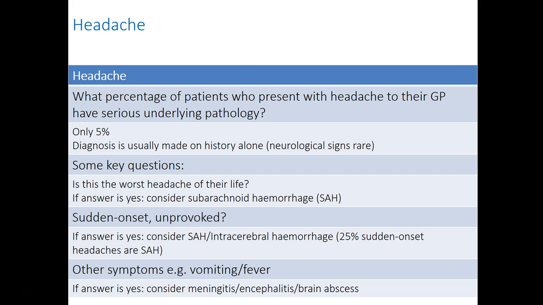So you may ask, is this the worst headache of your life? If the answer is yes, then you must consider the severe, potentially lethal causes of major headache, such as subarachnoid hemorrhage. You may then follow up with a question on whether this was of sudden onset and unprovoked. If the answer again is yes, then you certainly should be considering an intracerebral hemorrhage, a subarachnoid hemorrhage. If there are other symptoms, for example vomiting or fever, you may want to consider an alternative diagnosis such as meningitis or encephalitis.